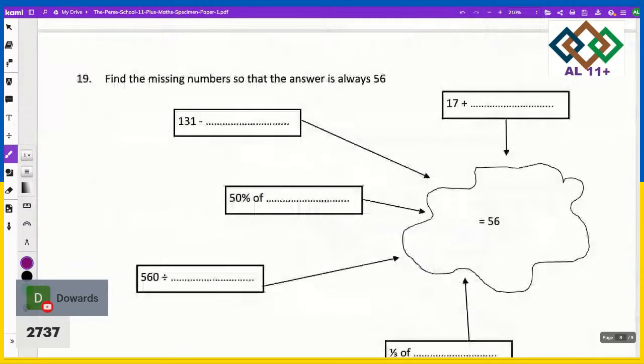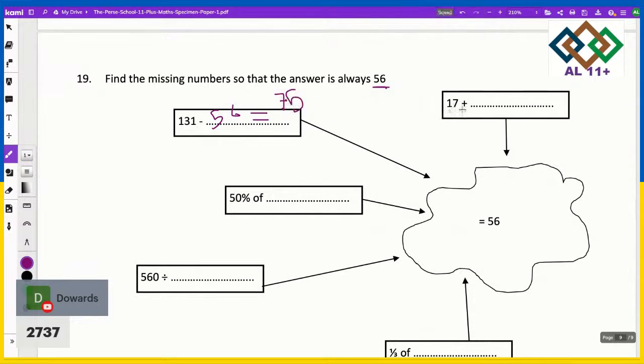Now we are on number 19. They are saying that the missing number, so that the number is always 56. So what in 131 number is always 56? What will you minus from this? So try minusing it by 56. So you just have to minus everything by 56. 131 minus 56, you guys get 75.